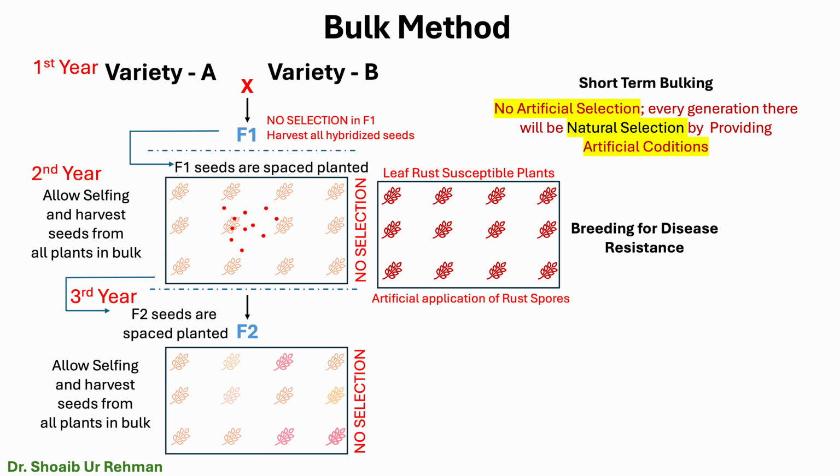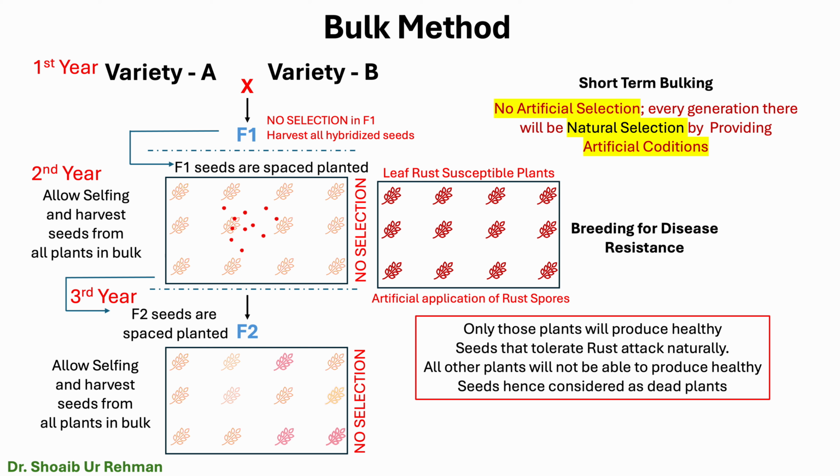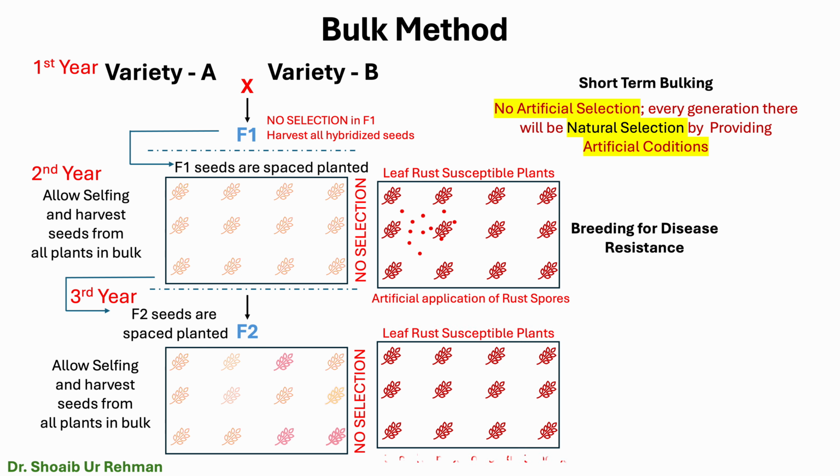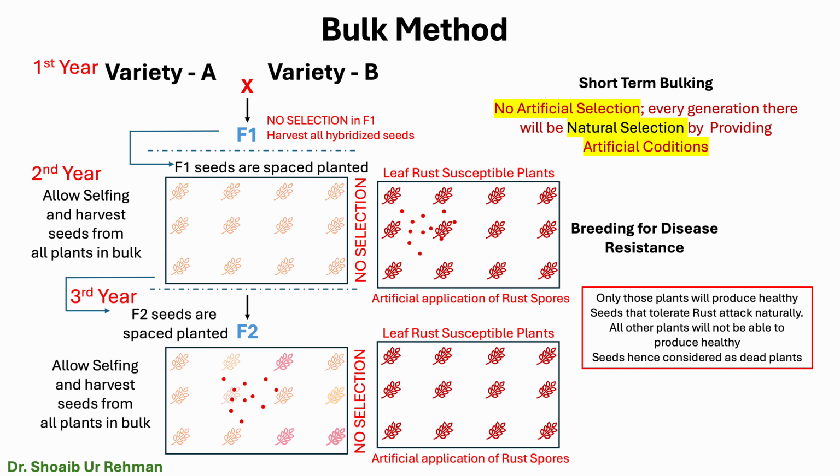So in the F2 population, we should again perform the same procedure which we applied in the second year, that we should again harvest only those seeds which have the ability to survive naturally. Here you can see that again in the F2 generation, we will apply some sort of disease spores, which is, remember, an artificial condition. We are giving an artificial condition for the plants to survive naturally against a leaf rust disease attack.